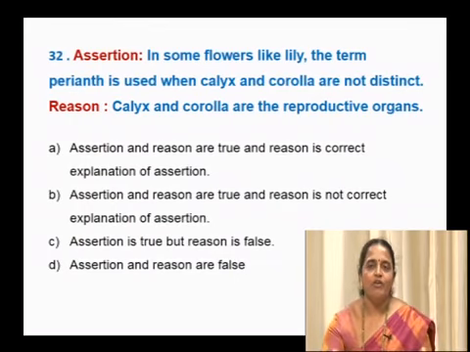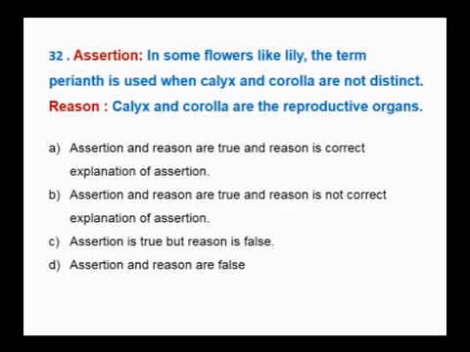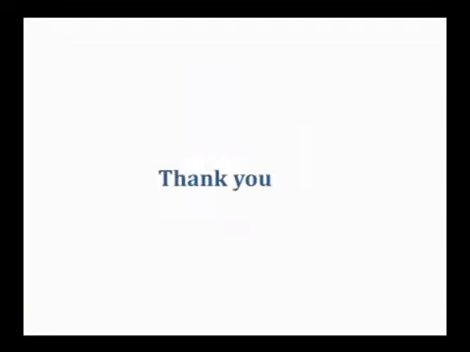Coming to the end of the session, the assertion: in some flowers like lily, the term perianth is used when calyx and corolla are not distinct. And the reason: calyx and corolla are the reproductive organs. Here the assertion is correct but the reason is false. So, the correct option is C.